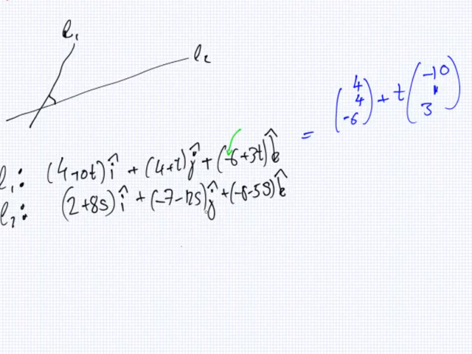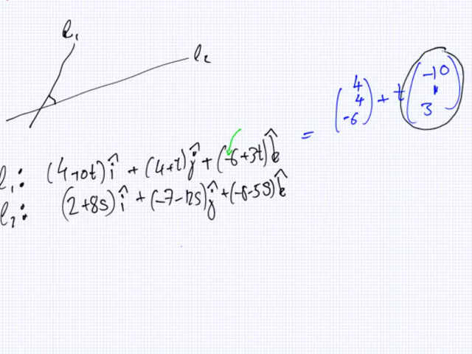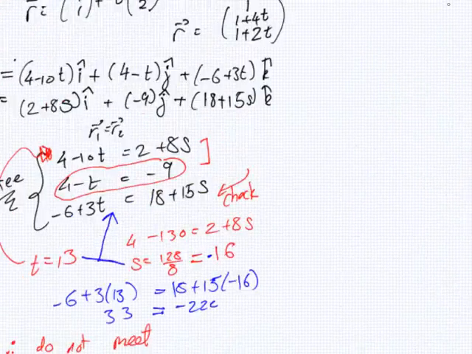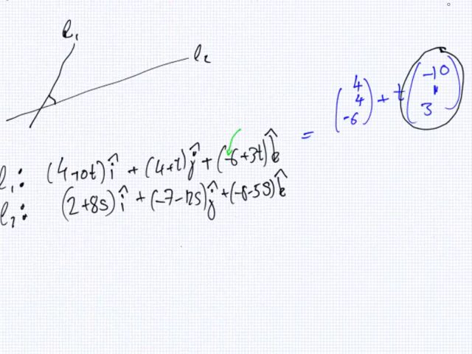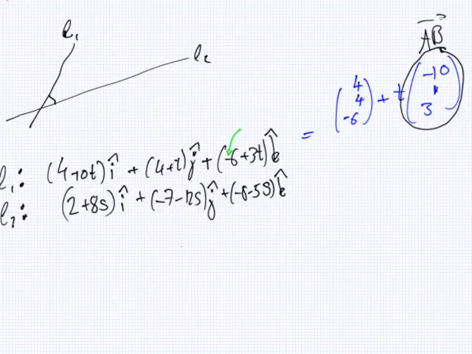Now, why do you think I wrote it like this? What's useful about having it written like this? You know the vector A. What's the vector AB? It's B minus A. Remember, this is the vector AB in the formula. Do you get what I'm saying? This is like the AB.